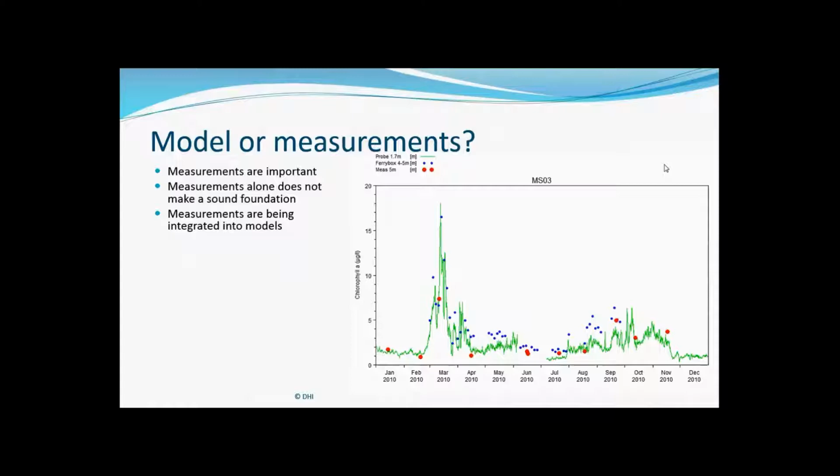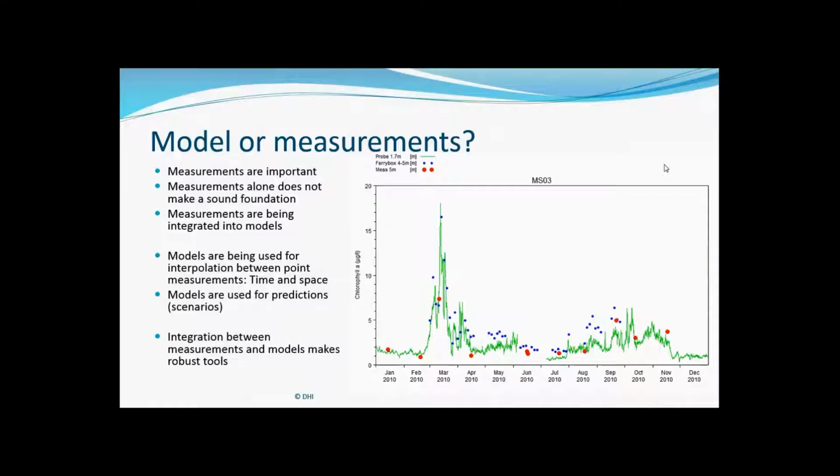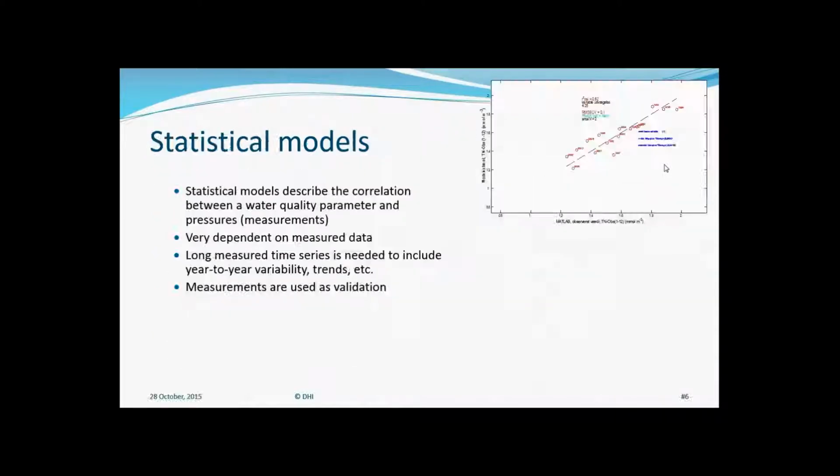And it's very seldom we have very high frequency measured data. But if we have a model, we can try to interpolate between measurement points, both in time and maybe also in space if needed. So measurements are being integrated into models, and models can be used for predictions or scenarios. You can try to model the situation as it is today, and then you can change nutrient load reduction and see if that has an impact on the ambient water quality. So an integration between measurements and models actually makes a very robust tool when it comes to different kinds of scenarios and management.